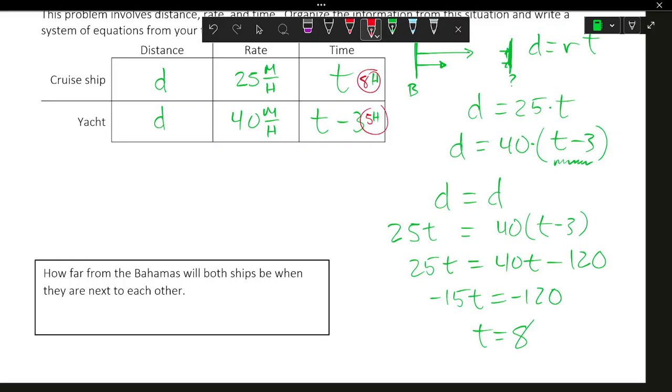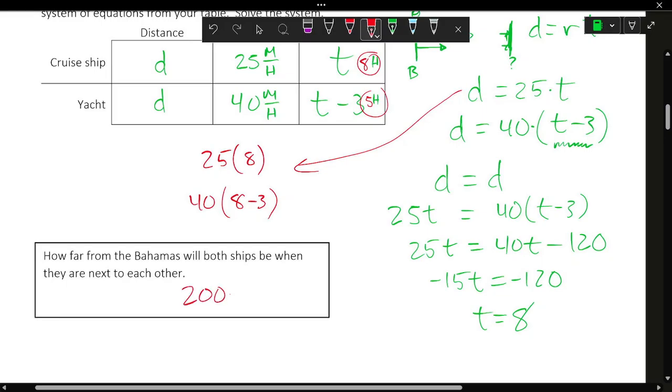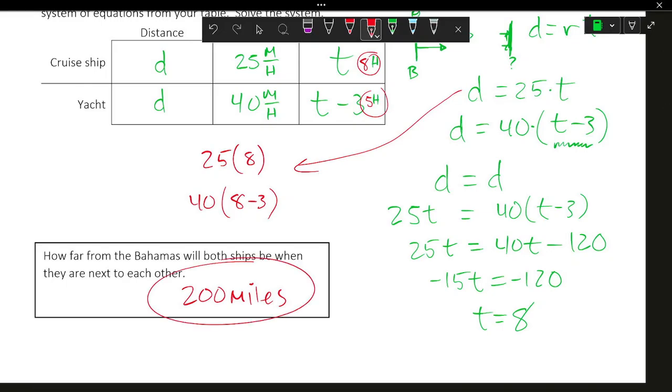To answer that, there's two ways to calculate the D. One of the ways is just 25 times 8. And the other way is 40 times the quantity of 8 minus 3, or 40 times 5. In both cases, 25 times 8 is 200, and 40 times 5 is also 200. So they are going to be next to each other at 200 miles from where they started in the Bahamas. So the answer there is 200 miles.